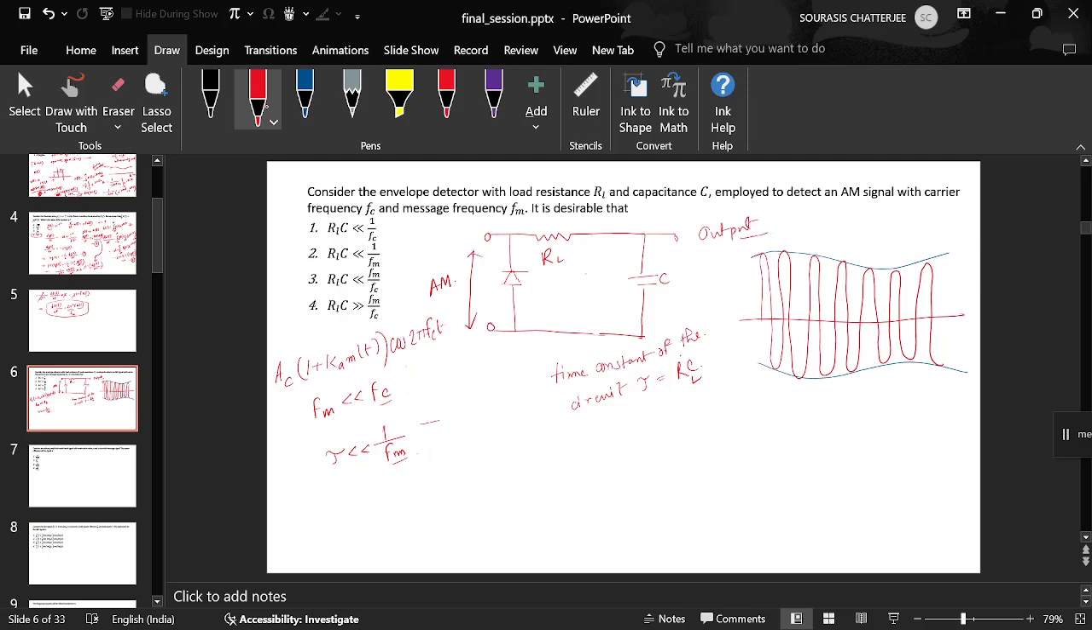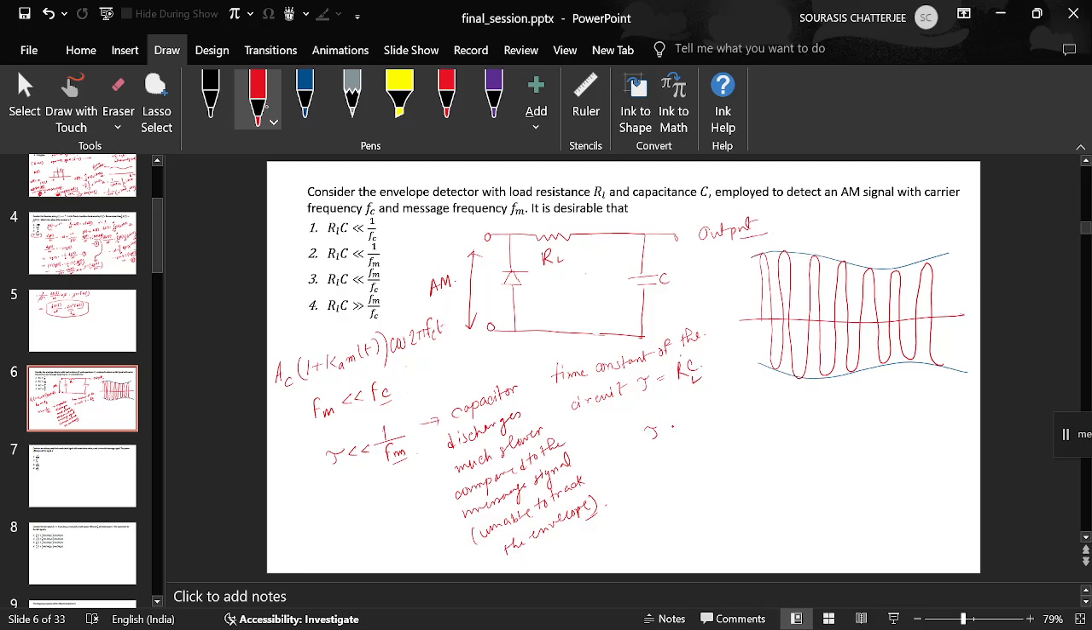So when this is the scenario, the capacitor discharges much slower compared to the message signal. So it will be unable to track the envelope. So this is not supposed to happen.